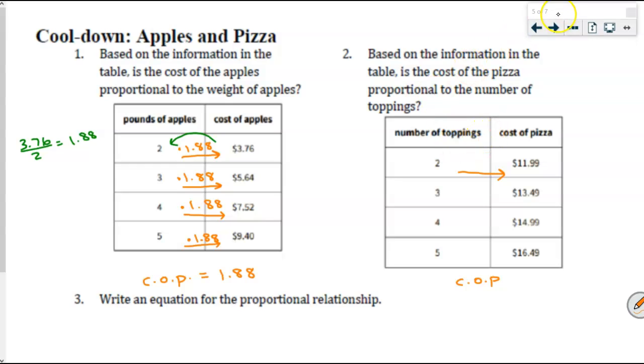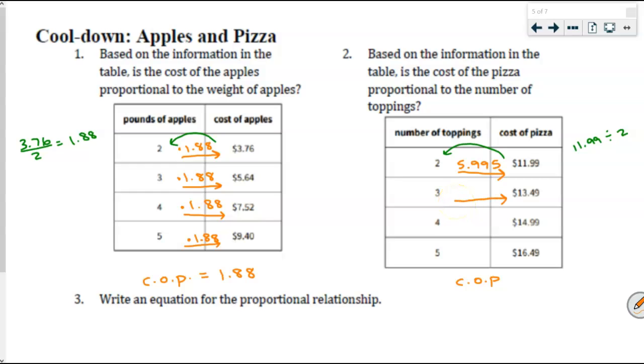And number 2. Again, I don't know how a 2 changes to an 11.99, so I'm going to follow Cambria's strategy. Let's work backwards. That's going to be 11.99 divided by 2. Help me out with that math. What did you get here when you did that? Alexis, go ahead. 5.995? Okay, thank you. And does that work here?